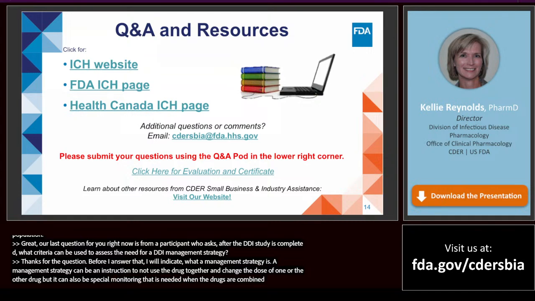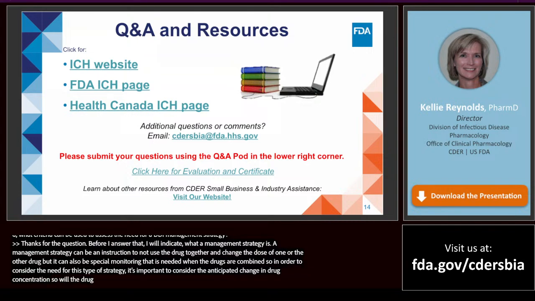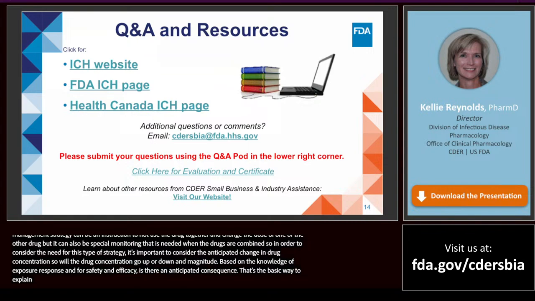So in order to consider the need for this type of strategy, it's important to consider the anticipated change in drug concentrations. So will the concentrations go up? Will they go down? And what is the magnitude? And then based on the knowledge of exposure response for safety and for efficacy, is there an anticipated consequence of the drug interaction? So that's the most basic way to explain it. And that is outlined in the guideline.